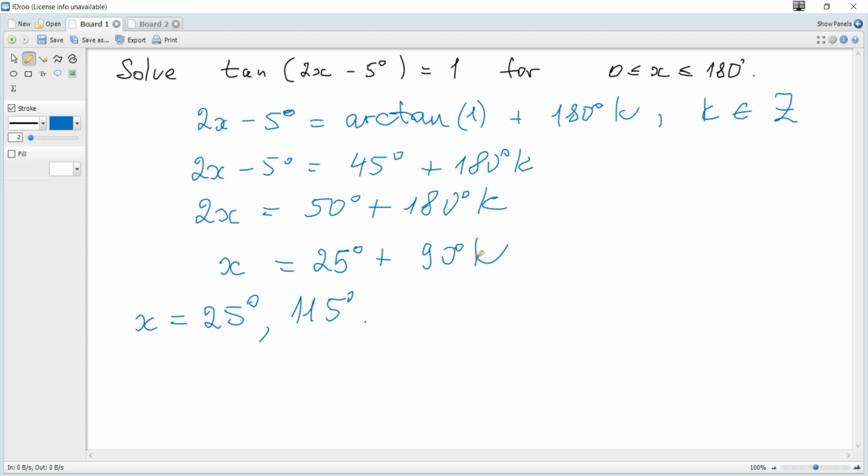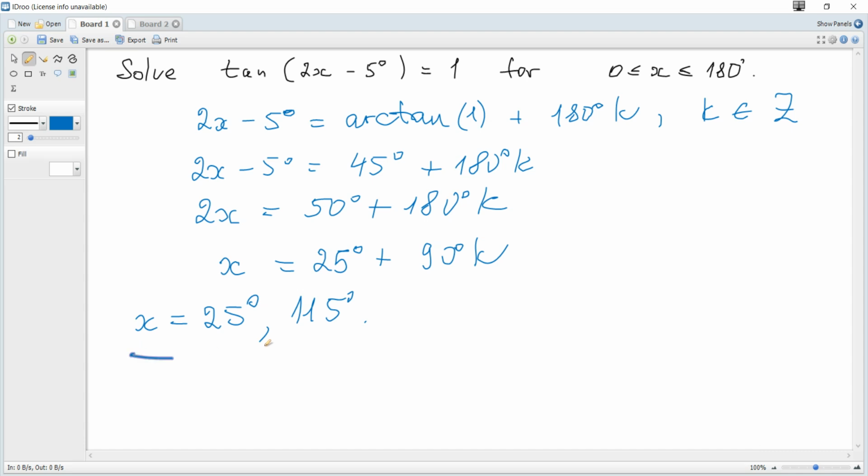And when k is 2, it becomes 180 plus 25, definitely it's greater than 180, so it's not the required answer. And also in general k can be negative, but when k is negative 1, it becomes negative 90 plus 25, and definitely it's negative, so definitely it's not from the required region.